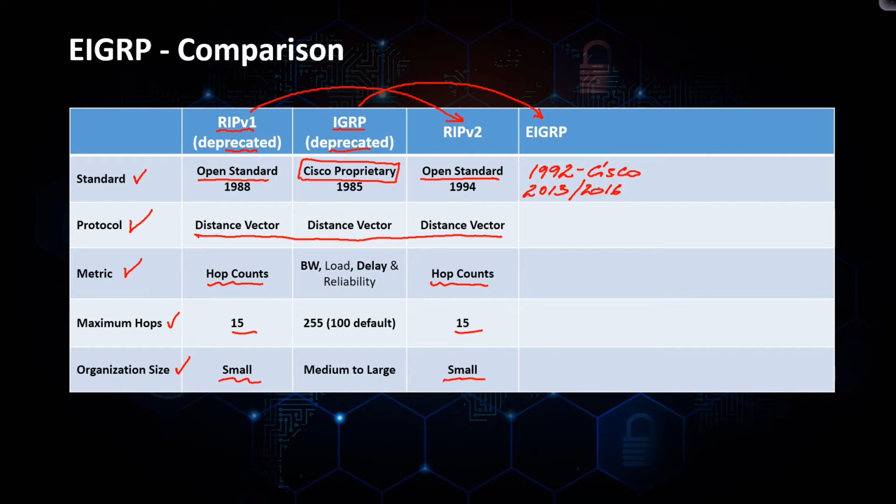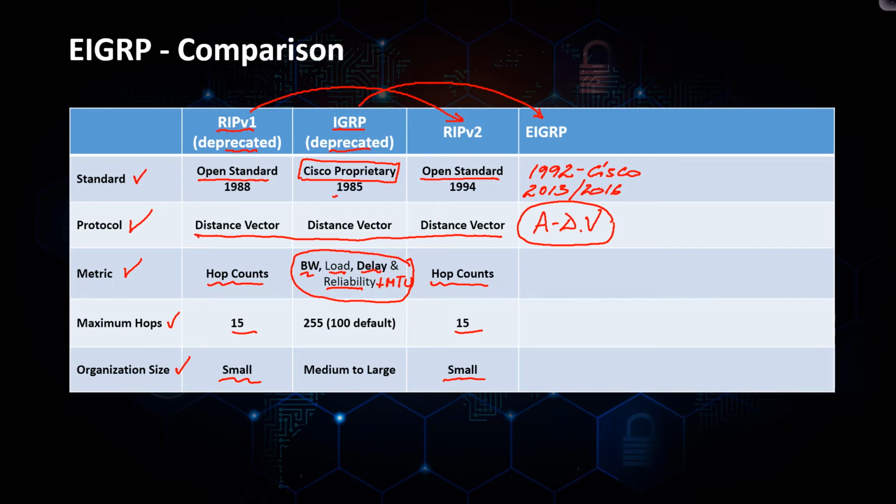EIGRP is also a distance vector routing protocol, but its distance is composed of 5 vector metrics, which are bandwidth, load, delay, reliability, and MTU. They feed all these 5 vector metrics into a complex mathematical formula to compute the lowest metric. EIGRP is also classified as a distance vector, but Cisco has imported many of the link state routing protocol components into it, so Cisco calls it an Advanced Distance Vector Routing Protocol. We'll cover more of this Advanced Distance Vector Routing Protocol in the second half of this video.